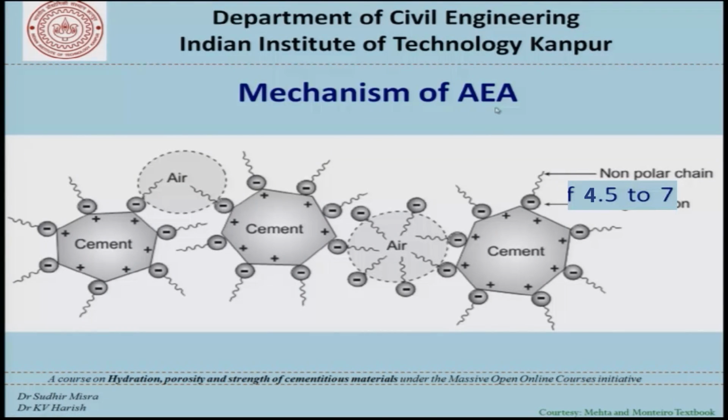The mechanism of the air entraining agent is shown here. What you see in the figure is different cement particles, and remember that the cement particles are positively charged, and the air entraining agent, as already discussed, has a non-polar chain and a negative ion or an anion. The negative ion is attracted toward the positive charge of the cement grain, and basically this provides a coat around the cement grain like what we saw in the water reducing admixture.